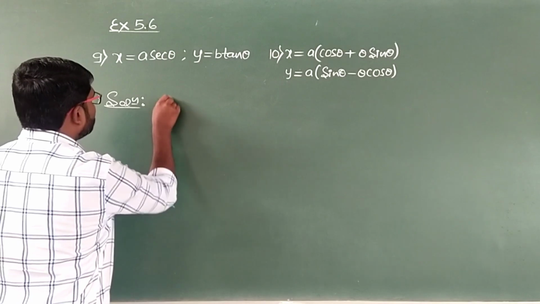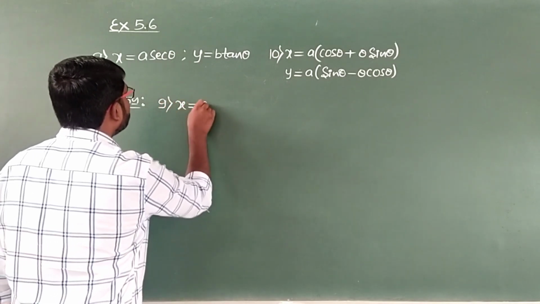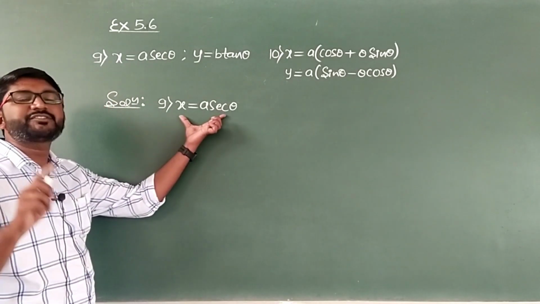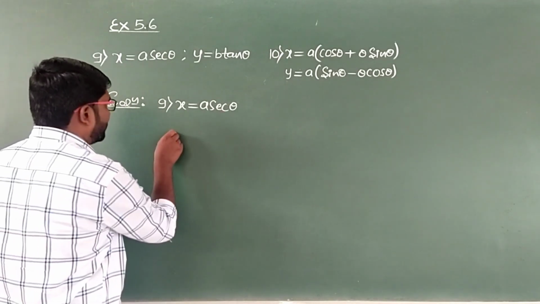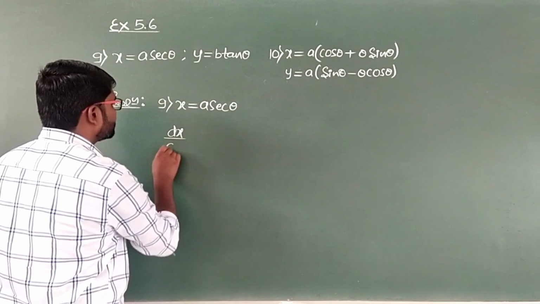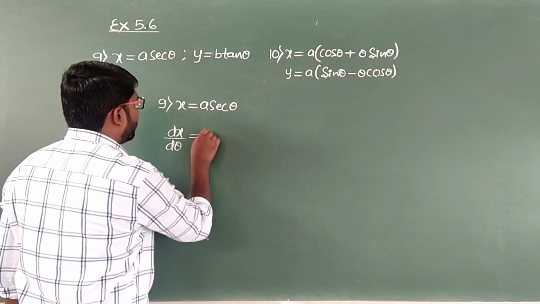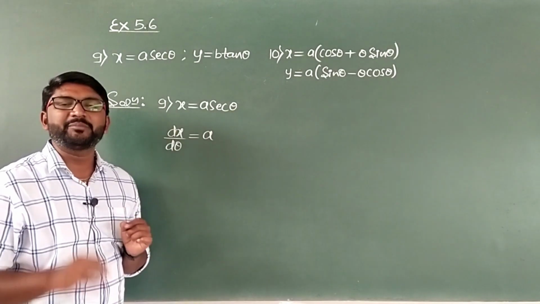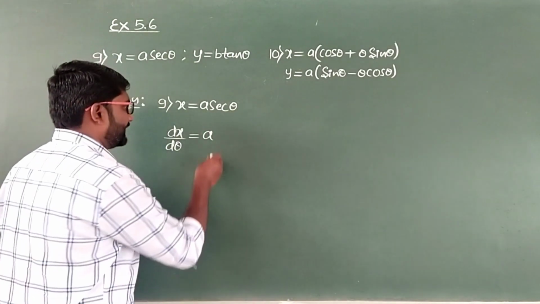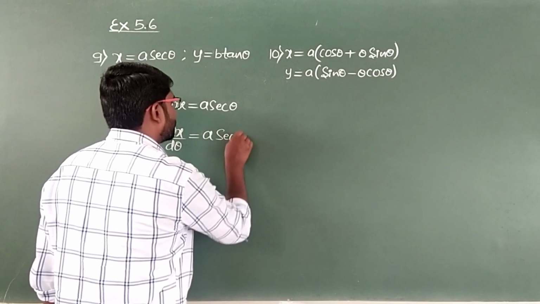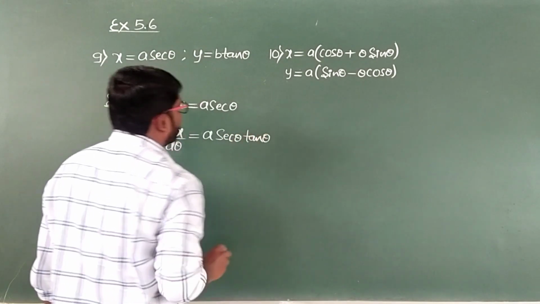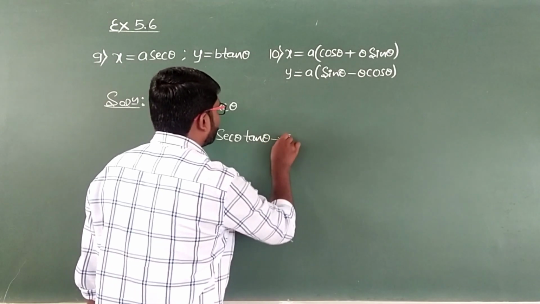Question number 9, x is equal to a secant theta. Now differentiate both sides with respect to theta. We get dx by d theta equal to a, which is a constant, I will write it as it is. The derivative of secant theta is secant theta into tan theta. So now call this equation number 1.